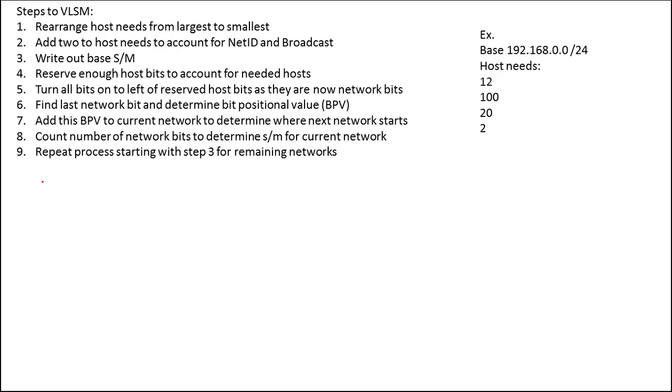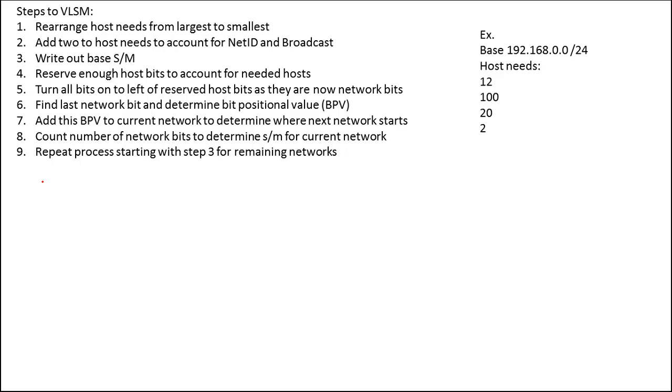Step 5, turn on all the bits to the left of the reserved host bits, as they are now considered network bits. Step 6, find the last network bit, the one to the far right, and determine its bit positional value. Step 7, add this bit positional value to the current network to determine where the next network starts. Step 8, count the number of networking bits to determine the subnet mask for the current network you're working on. And finally, Step 9 says we repeat this process starting back up at Step 3, where we write out the base subnet mask again and continue on down through the steps.